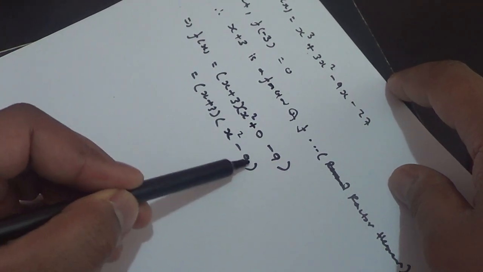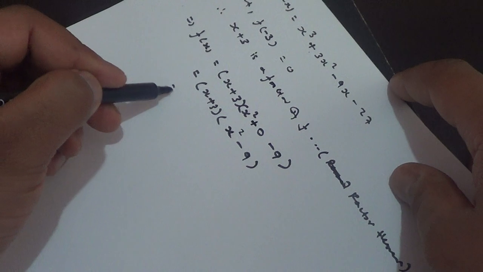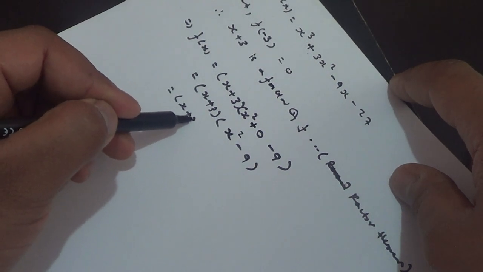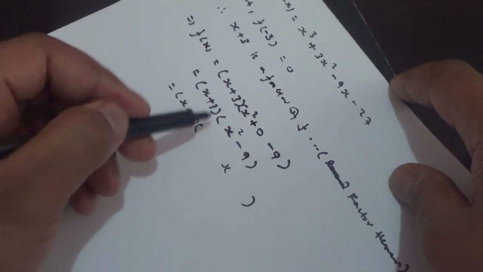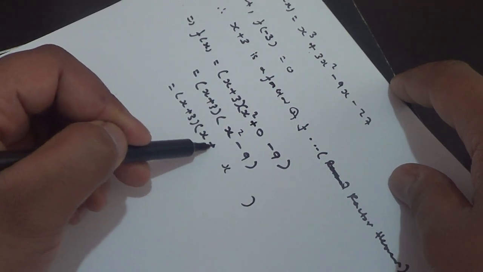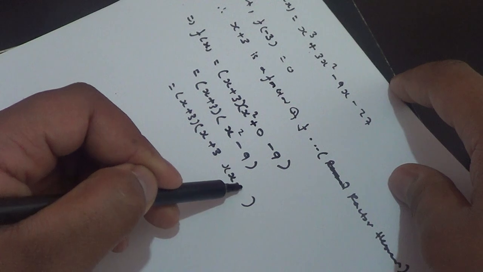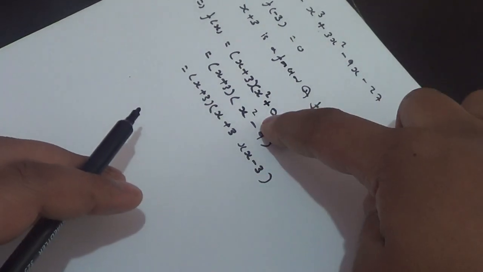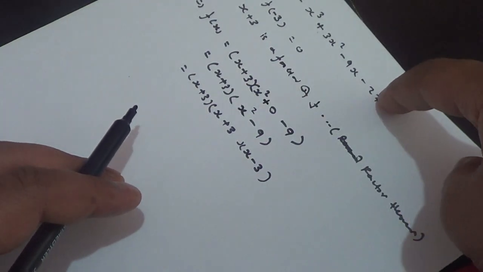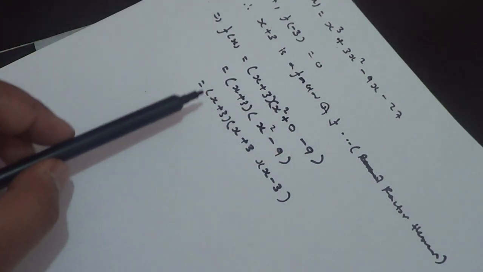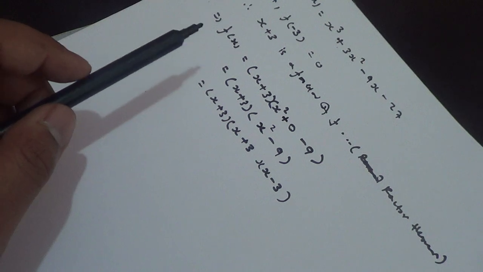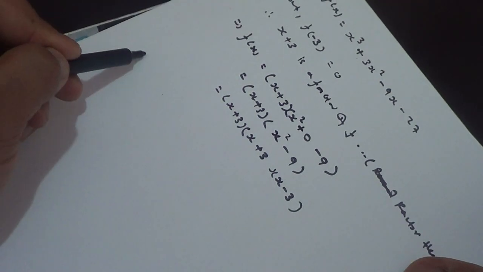So this is the difference of two squares here, which is fine. So this is x plus 3 into, we can then factorize the difference of two squares. We can put x plus 3 and x minus 3. So we are sorted. We wanted to factorize our f of x because we know that this is already a function.